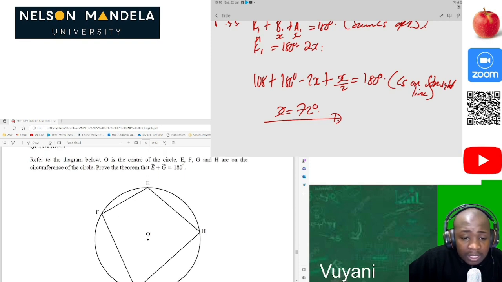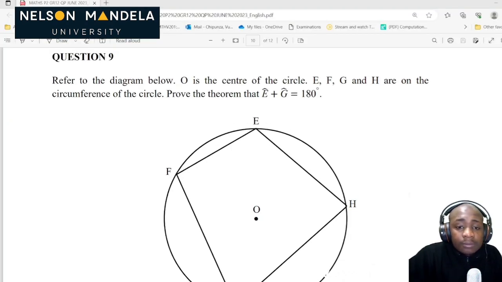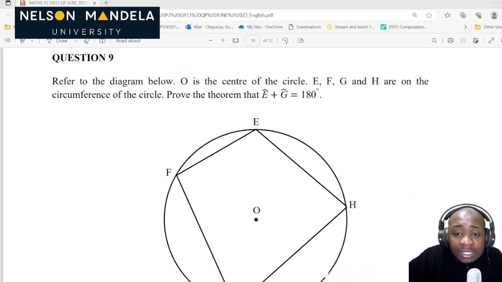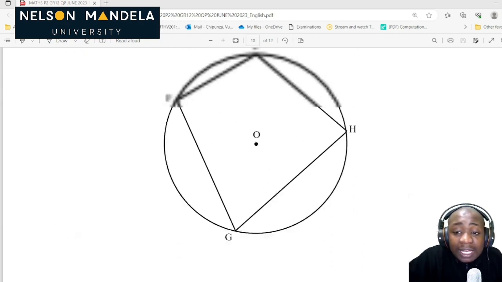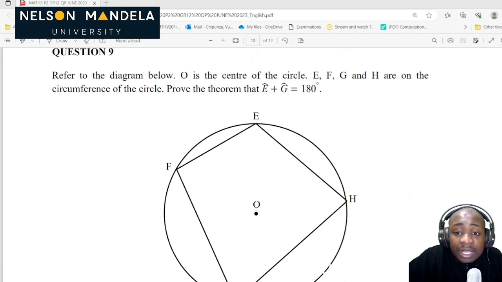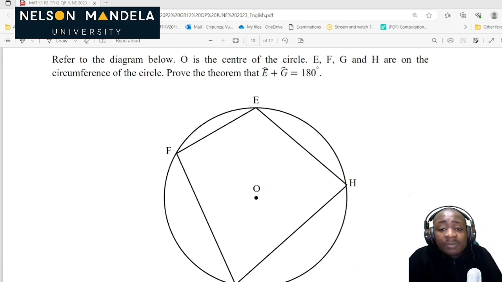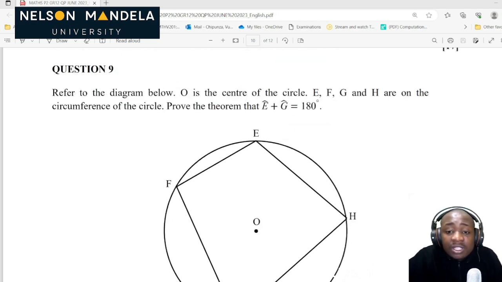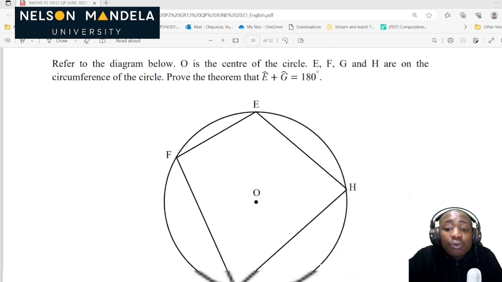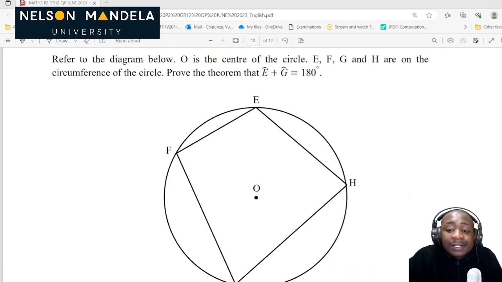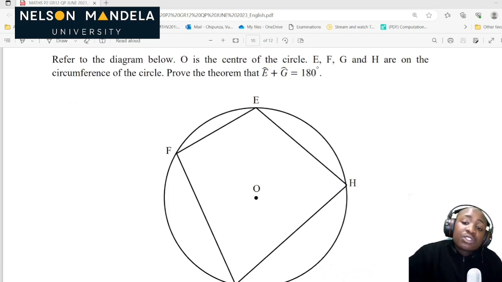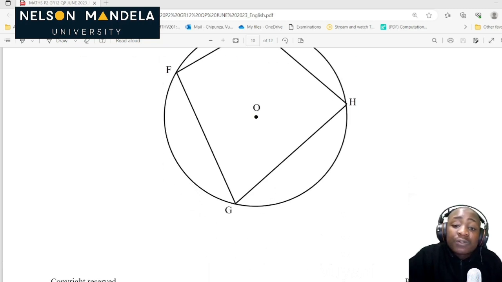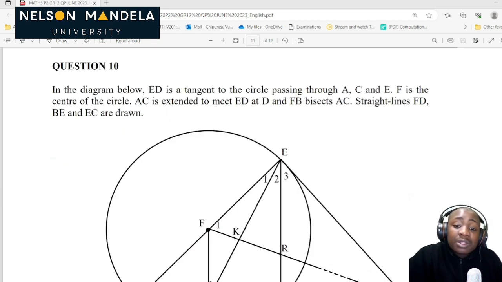Now let's look at the next question. Refer to the diagram below. O is the center. Oh my word, O is the center again. Of the circle, E, F, G and H are on the circumference of the circle. Prove the theorem that says angle E plus G is equal to 180. So in other words, they want you to prove that the rule says opposite angles of a cyclic quad are supplementary. That's what you're supposed to prove. So you just look at your theorems and you prove it.